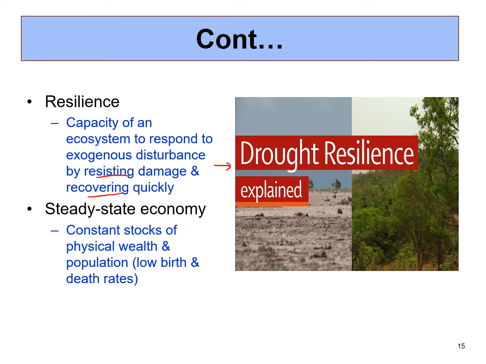The last term to explain the concept of sustainability is steady state economy. So what is this? This is a constant stock of physical wealth and population. When we say steady state, it means that our economy is in a static condition. When you talk about your population, you will have a low birth rate and low death rate. So this is what we explain as the terms of sustainability from the ecologist point of view.